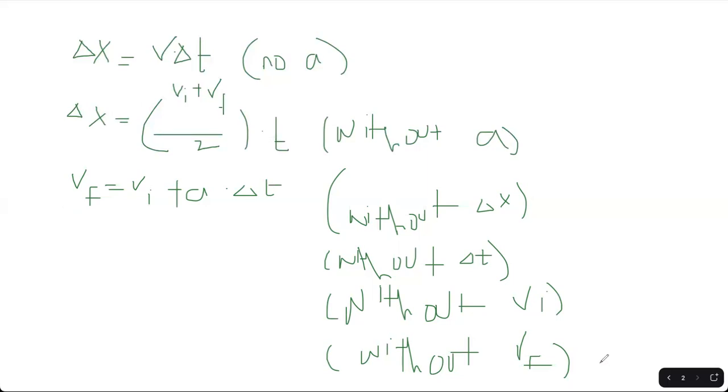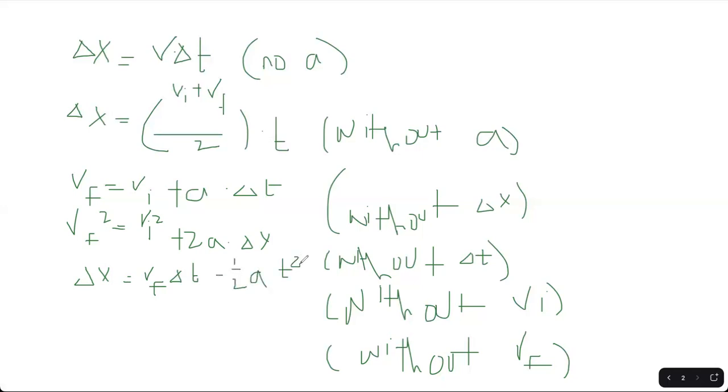variables we can use. Okay, without time, we have final velocity squared is equal to initial velocity squared plus 2a times delta x. Pretty interesting formula, usually used in 2D kinematics when we're talking about final velocity, but we haven't gone there yet. So without initial velocity, we have delta x is equal to final velocity times time minus 1/2 at squared.